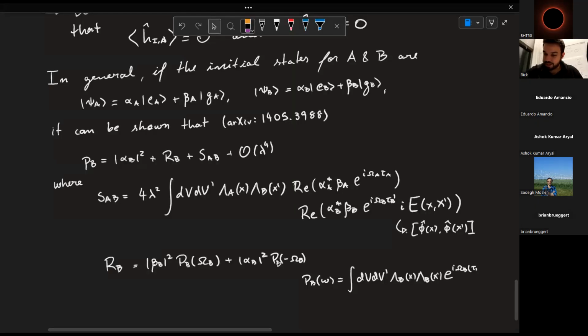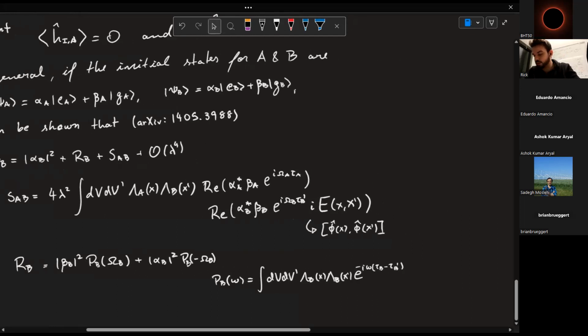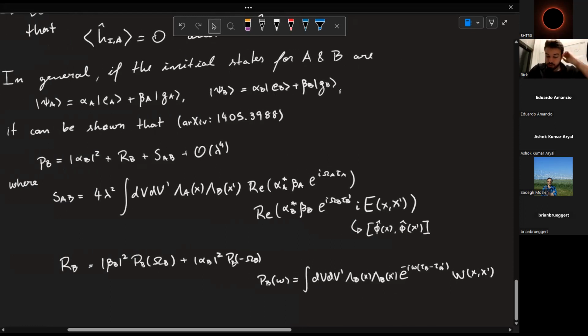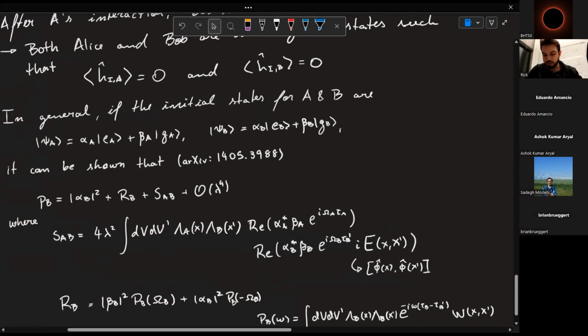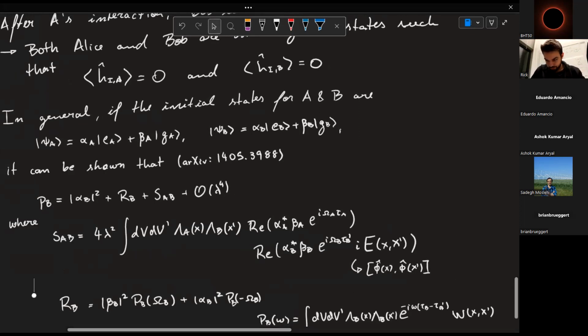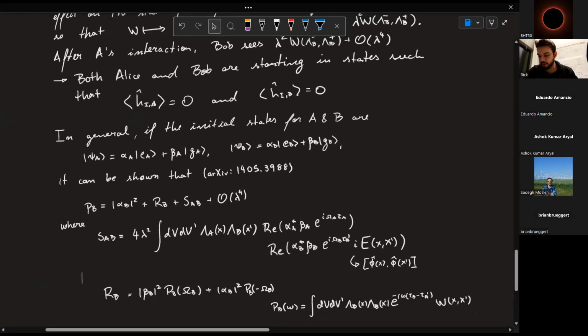So this is e to the I omega tau b minus tau b prime with a minus sign, and of course the Wightman function. So this is why we get the excitation probability associated with the coefficient beta b squared, and the coefficient associated with the ground state. So probability of being in the ground state times probability of getting excited, plus probability of being in the excited state times the excitation probability, which is the minus omega thing.